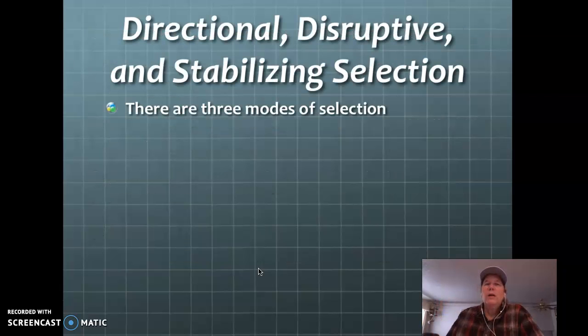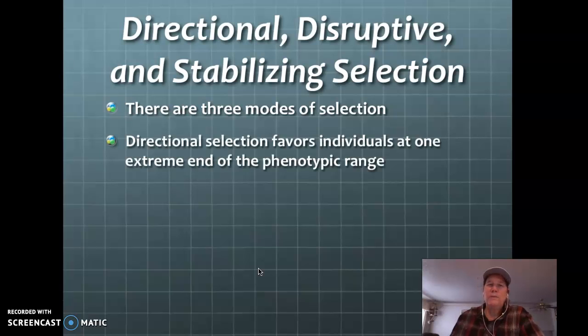Okay, so when you're looking at populations, we have directional, we have disruptive, and we have stabilizing selection. Okay, so there's 3 modes of selection. Directional favors an individual at one extreme. Okay, again, with the insecticide, the ones that survive versus the ones that don't survive. Okay.